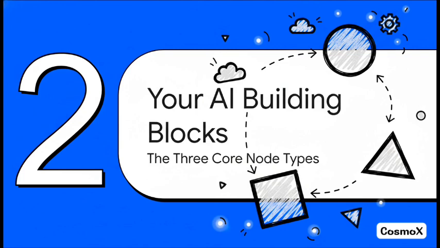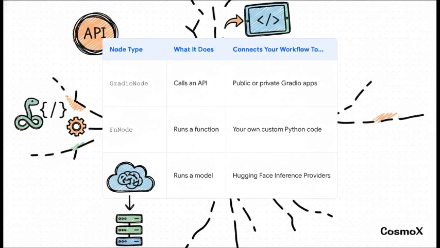So how do you actually build a workflow in Daggr? Well, it all comes down to combining 3 fundamental building blocks. Daggr calls these nodes. And here they are. First up, the Gradio node. This lets you tap into any existing Gradio app out there and use it as a step in your pipeline. Super useful. Next, the FN node is for all your own custom logic. You just wrap any Python function and it becomes a building block. And finally, the inference node connects you directly to models on Hugging Face. Seriously, with just these 3 node types, you can build some incredibly powerful stuff.